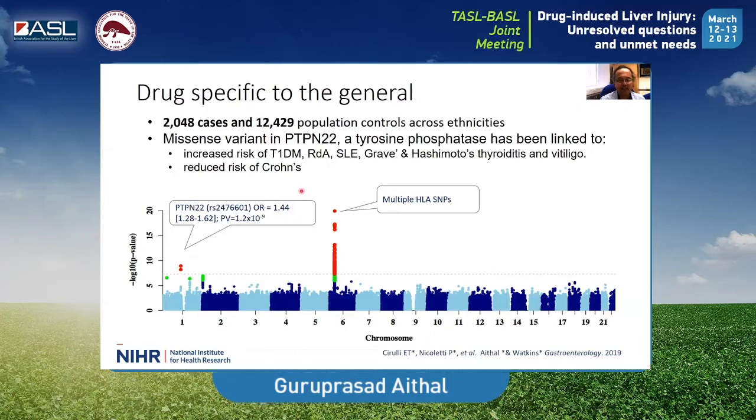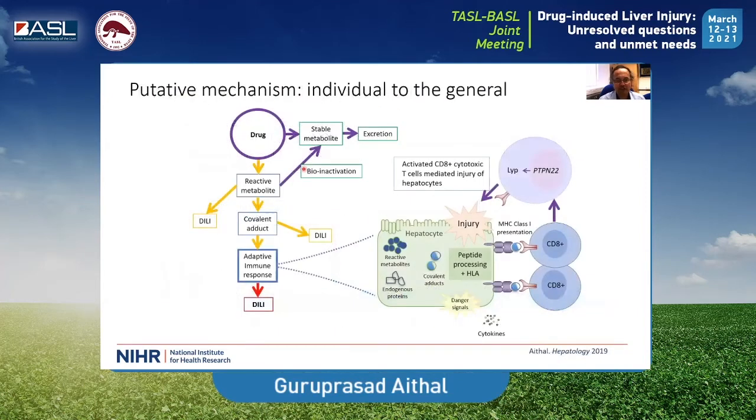Interestingly, this polymorphism is already associated with multiple autoimmune related conditions: type 1 diabetes, rheumatoid arthritis, systemic lupus erythematosus, Graves and Hashimoto's thyroiditis, vitiligo, and Crohn's disease. Multiple organs, similar mechanism. It codes for tyrosine phosphatase, which influences regulation of the immune system in general. Again, this strengthens the hypothesis that an adaptive immune response may underlie drug-induced liver injury.